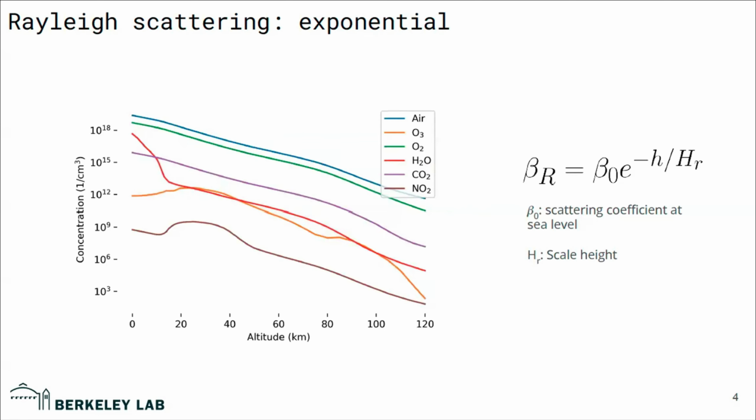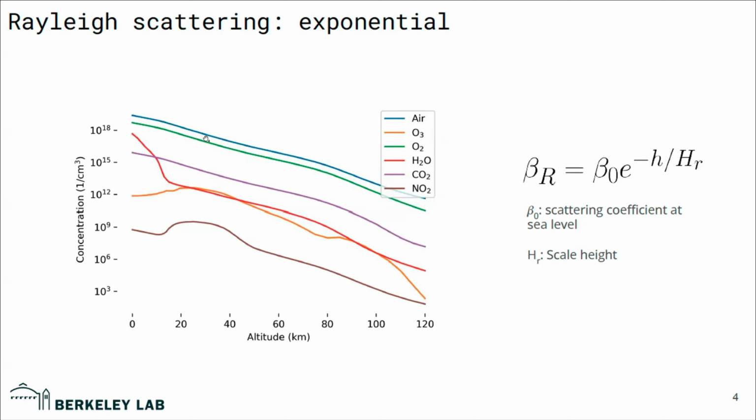So let's first talk about the Rayleigh scattering. On the left is the altitude profile of all the air molecules as a function of altitude. Their concentration on the Y scale you see is in log scale. Essentially, all the colored lines at the bottom are individual gases, like oxygen, ozone, and other particles. And then the blue one at the top is considering all of them together.